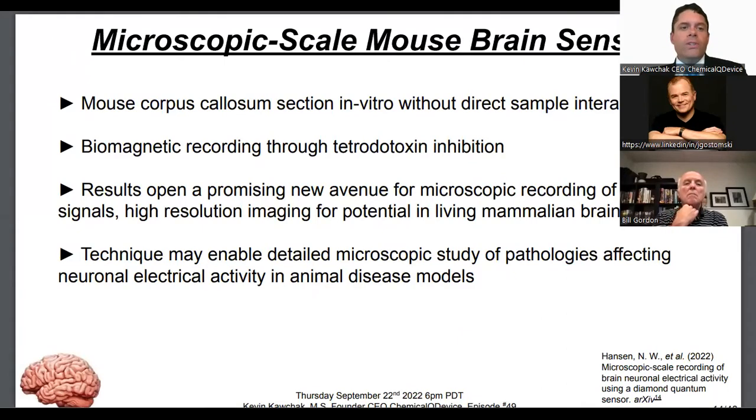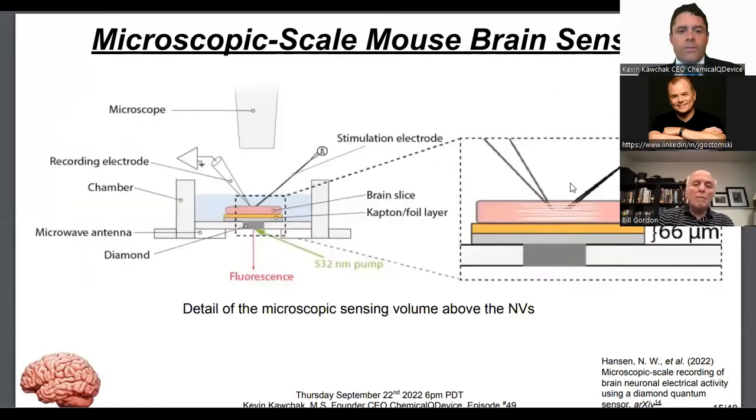Now, more recently, there was a paper done. It's not in vivo. It's not a mouse's brain, just open brain surgery, that kind of stuff. But it's basically taking a section of the brain and stimulating it, and then using fluorescence in this diamond quantum sensor to measure activity off of it. So this is very interesting.